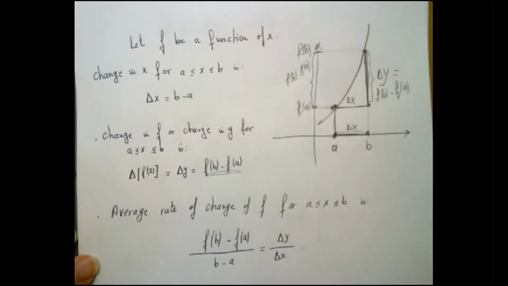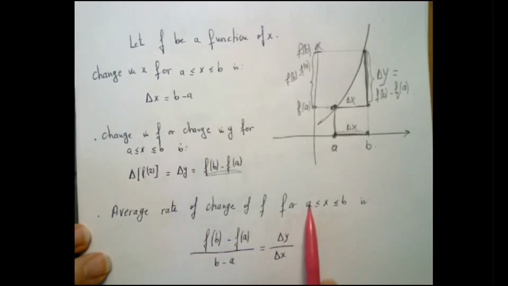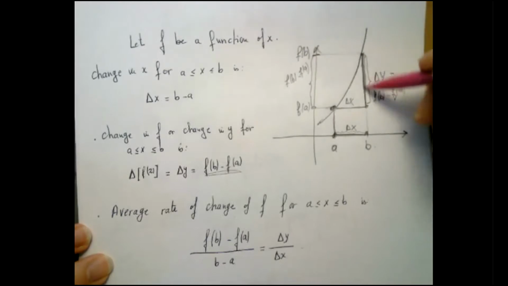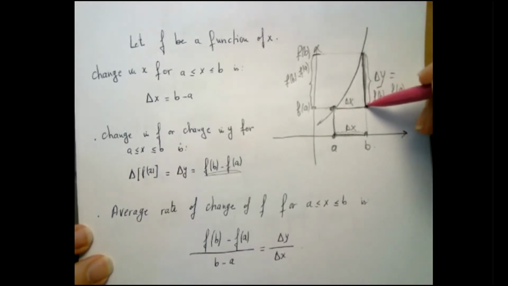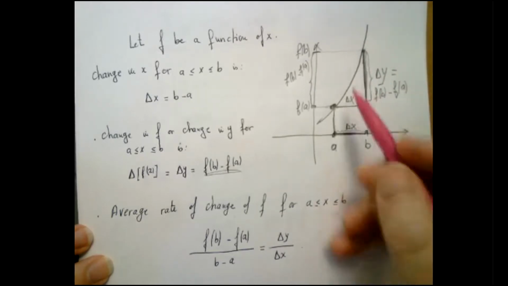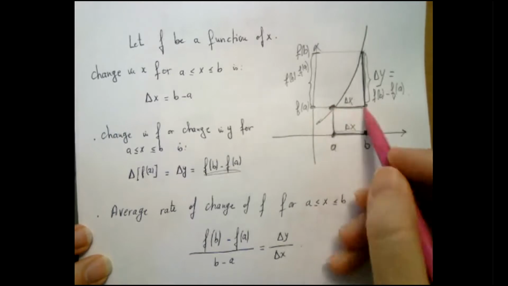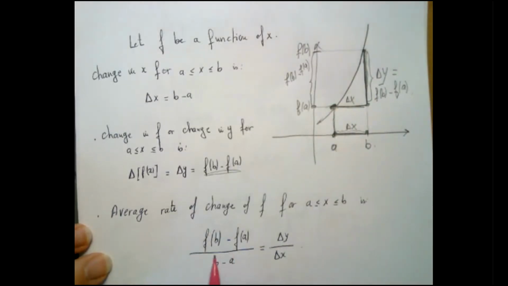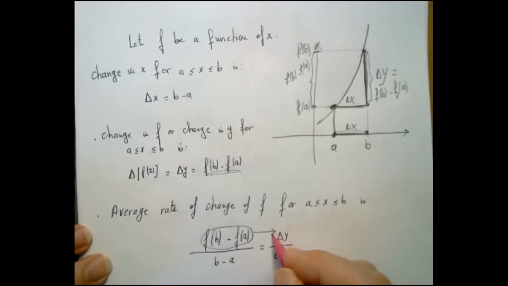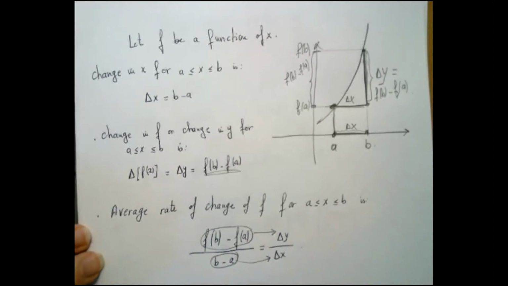Now, what's the average rate of change? The average rate of change of a function for x between a and b is f of b minus f of a, which we call the change in y, how much the output changed, over b minus a. It means how much the input changes. So the average rate of change is f of b minus f of a, that's how much the output changed, so that's the delta y, over b minus a, that's the delta x, which is by how much the input changes. So that's the average rate of change. Okay. All right, so let's take two examples.